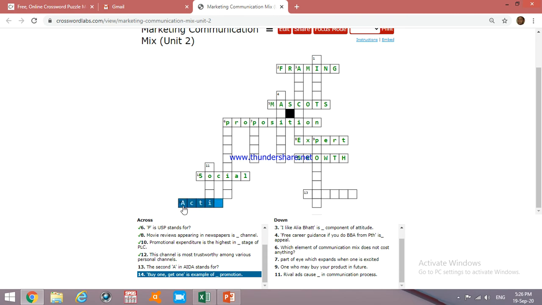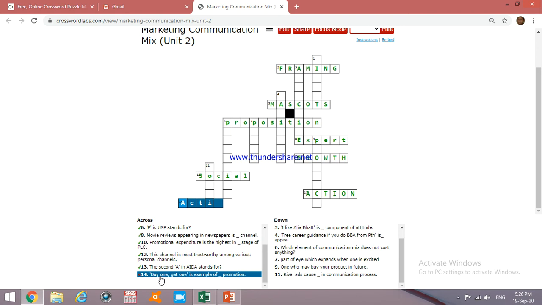right? And I'm sorry, I actually put it at the wrong place. It should have been put here, action. So this is correct now. So the green ones are the ones which I have attempted correctly. Now let us come back to point number 14. Buy one get one is an example of.